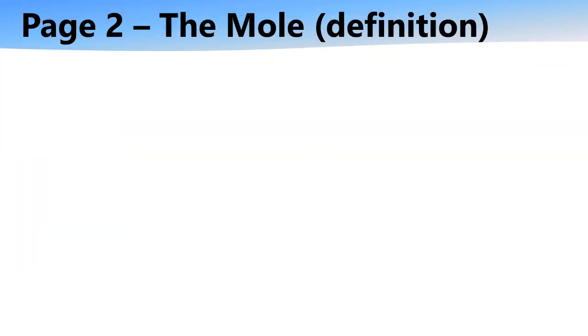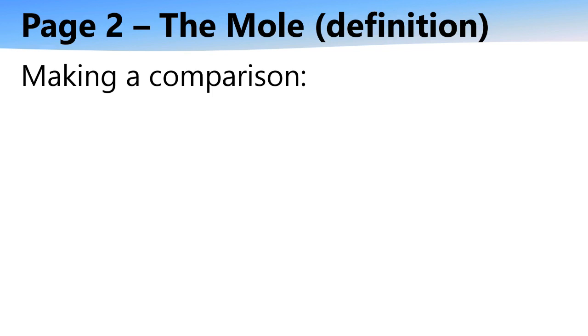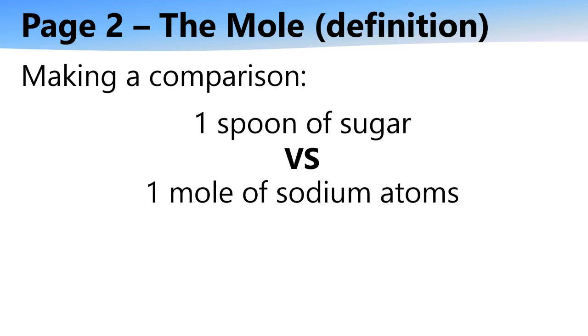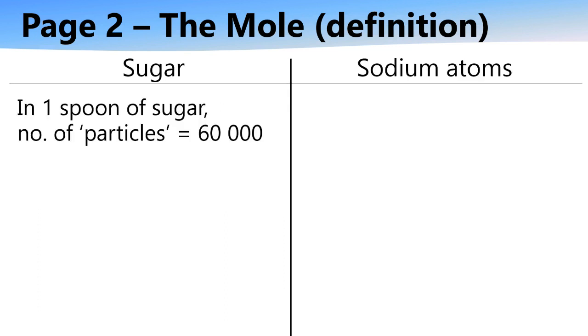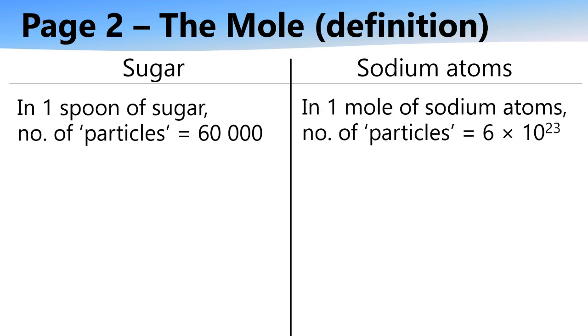If you look at page 2, we're going to make a comparison between 1 spoon of sugar and 1 mole of sodium atoms. The mathematics involved in mole concept is quite simple. Let's say I have 1 spoon of sugar, and in that spoon, the number of sugar particles is 60,000. And in 1 mole of sodium atoms, the number of particles would be 6 times 10 to the power of 23.